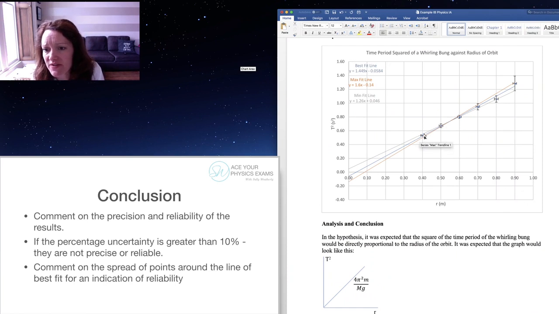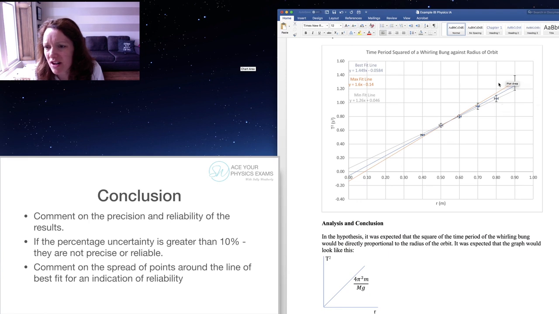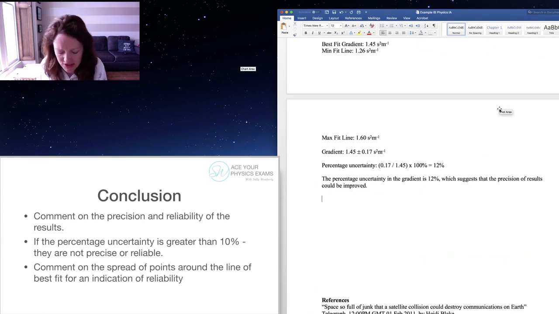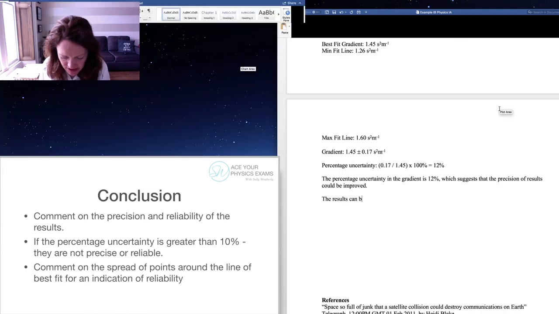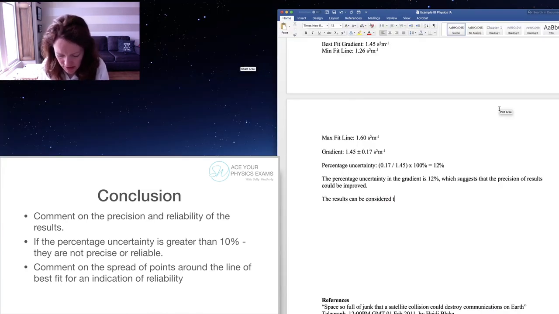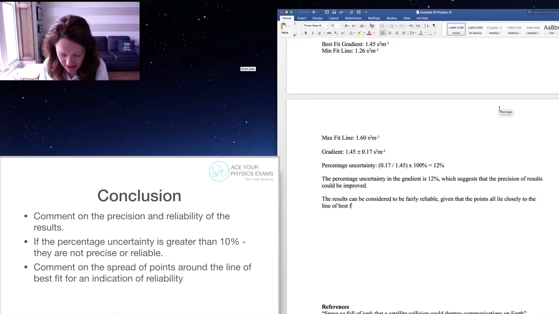Now, those points around the best fit look pretty good to me. The error bars are slightly big at the larger end of the scale, but they generally do fit on all of the lines apart from this point at 0.8. So the results can be considered to be fairly reliable given that the points all lie closely to the line of best fit.